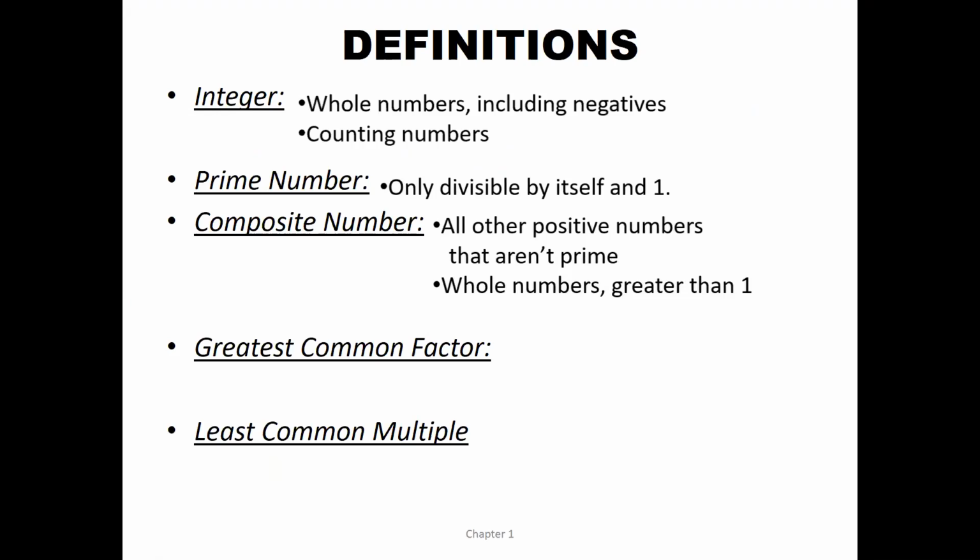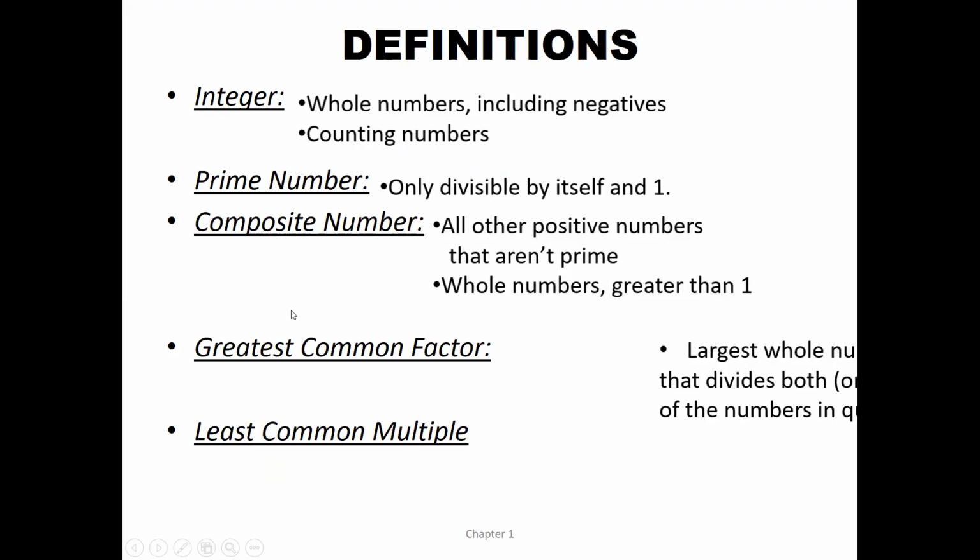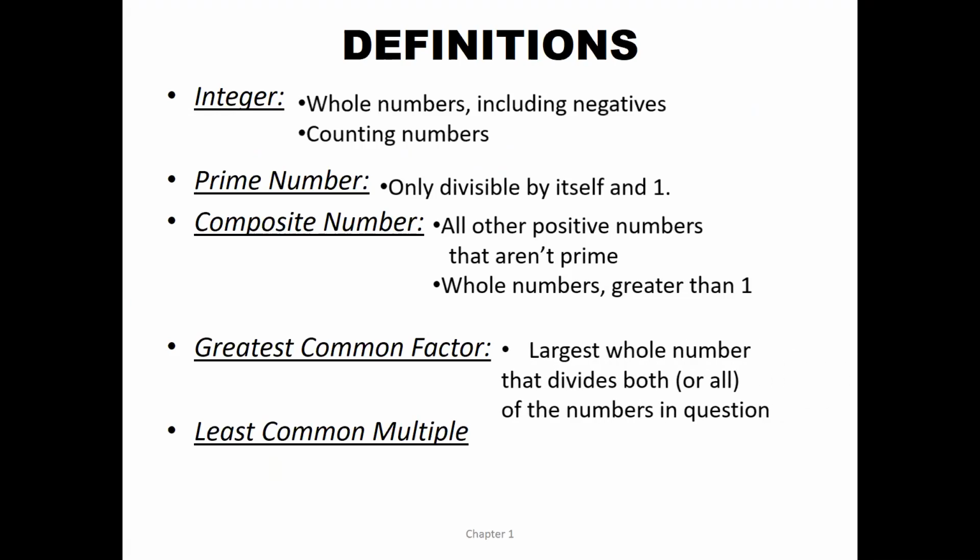Okay. The greatest common factor is the largest whole number that divides both or all of the numbers in question. We have a process for determining that. I'll probably go into that in more detail when we meet on Wednesday. The least common multiple is the smallest non-zero multiple of two numbers.